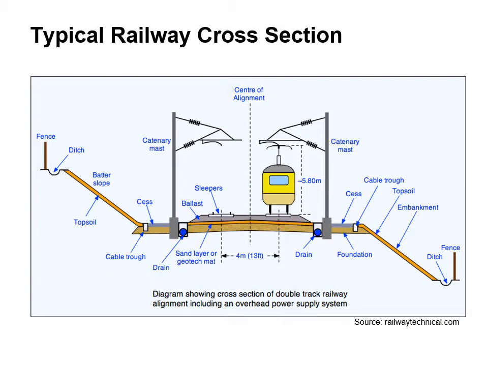This figure just shows a typical railway cross section. You can see the sleepers, the ballast, the subgrade, the positions of drains, the positions of cable troughs in the recess, and also the position of ditches and fences associated with slopes and embankments.